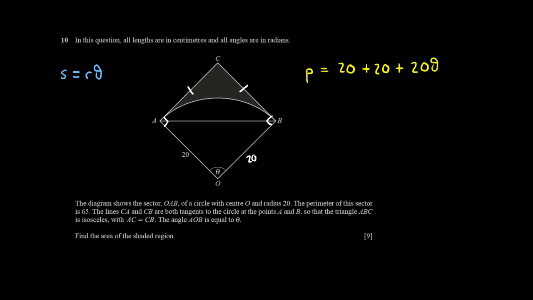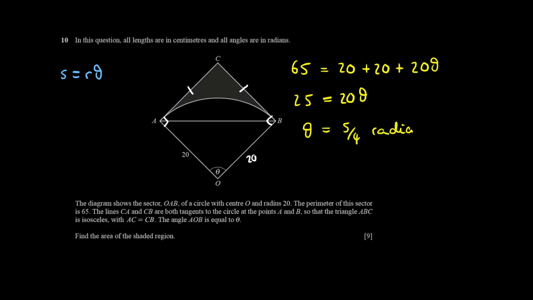Now we know that that perimeter is equal to 65. So we can say 65 is equal to 20 plus 20 plus 20 theta. Well, if we subtract 40, we get 25 is equal to 20 theta. And if that's the case, then theta is equal to 25 upon 20. We can divide that by 5, we get 5 upon 4. So this is 5 upon 4 radians.